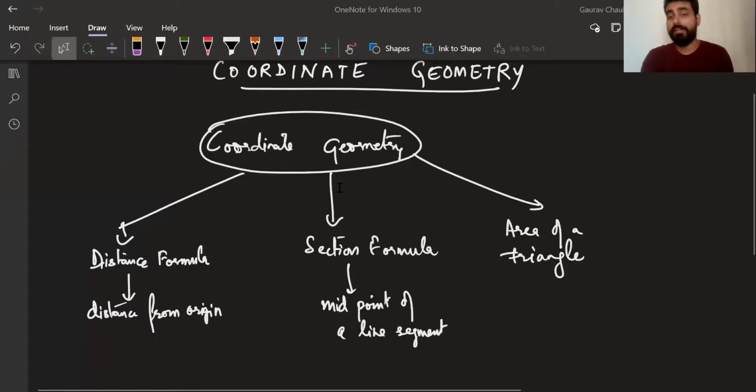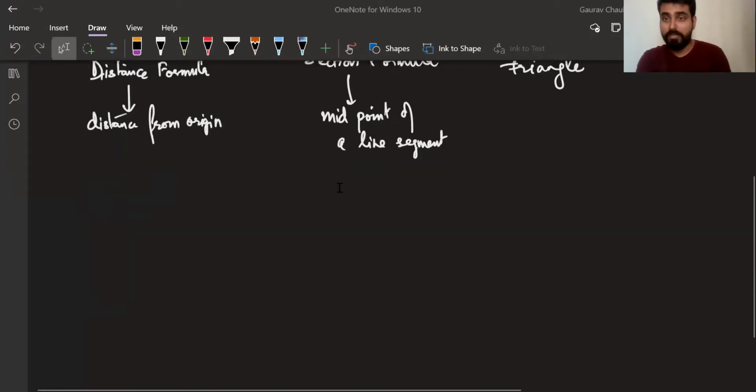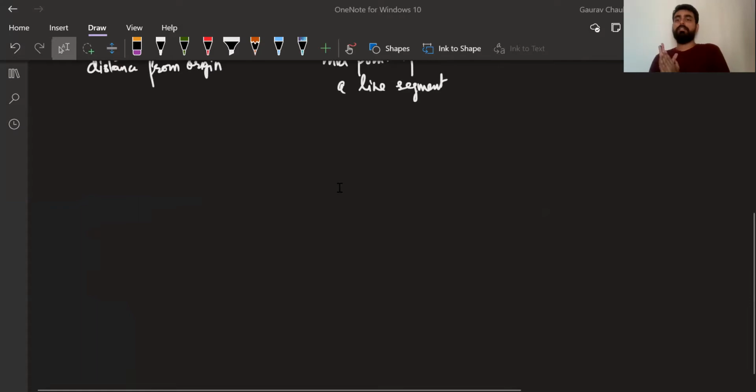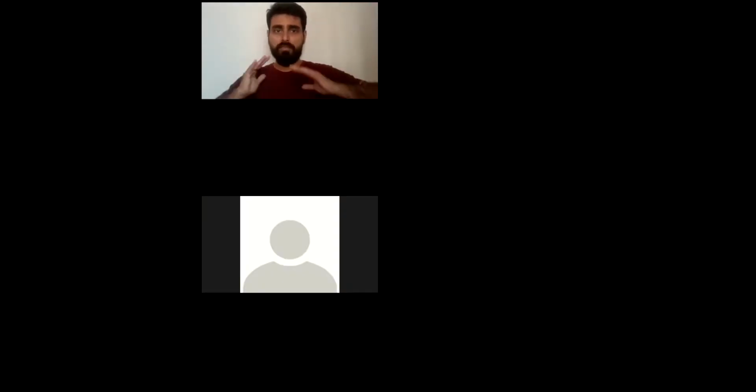All right, let's continue. Now, this was a chapter map. Now let's begin with what we already know about coordinate geometry, okay? Anyone remembers the chapter? What is the basics of that? Anyone remembers the chapter basics? Why did we use coordinate geometry and what we did with it?